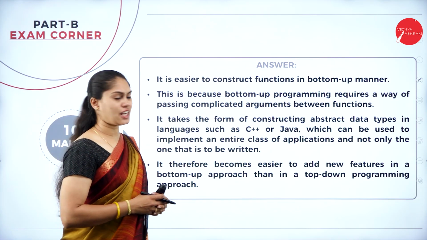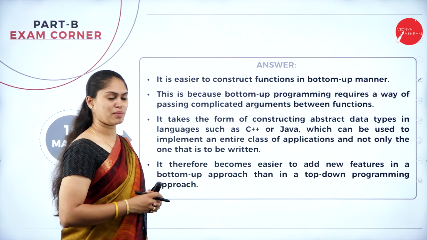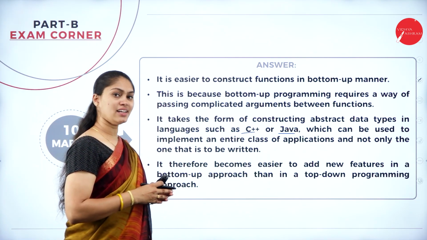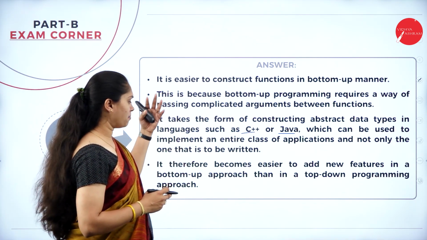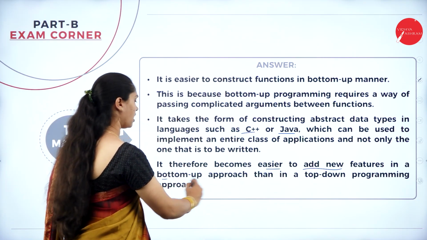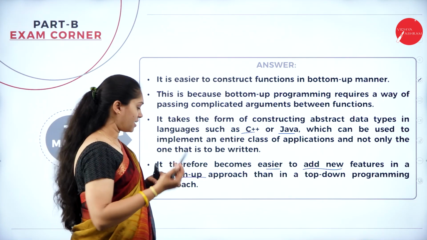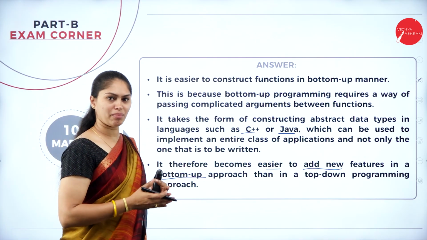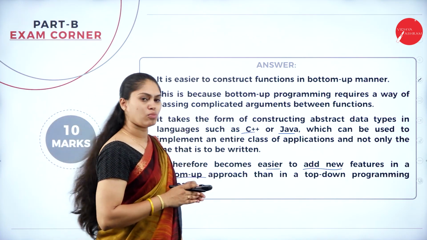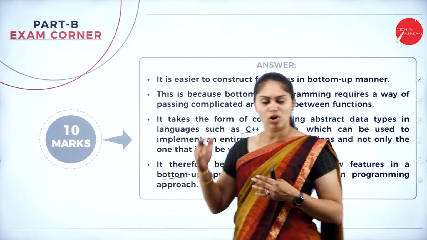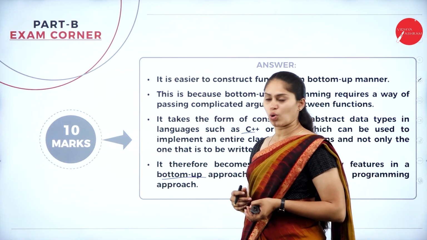So, here I have listed out some more points with respect to bottom-up programming, and here you can see that C++, Java, all these are examples of the bottom-up approach. It will be easier to add new features in a bottom-up approach than in the top-down approach. Wherever we have object-oriented programming, there we have this bottom-up approach. So, this is the answer regarding the top-down as well as bottom-up coding techniques.